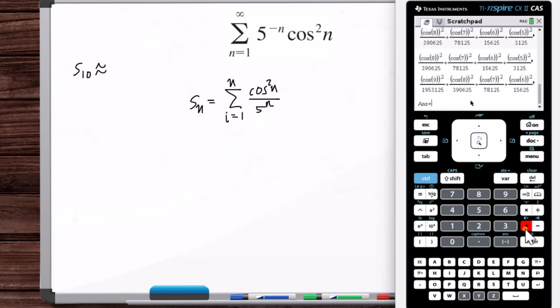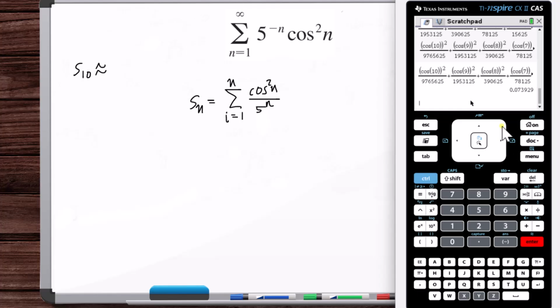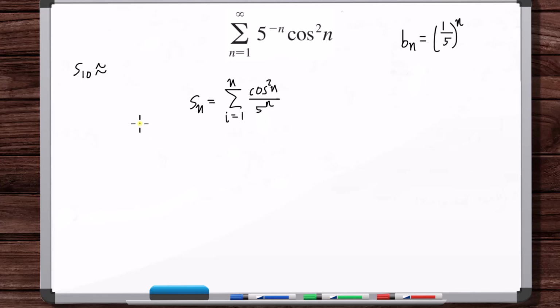Okay, so S sub 10 is 0.073929. All right. So now, what's the R sub 10? Like, how big is the R sub 10 for this?